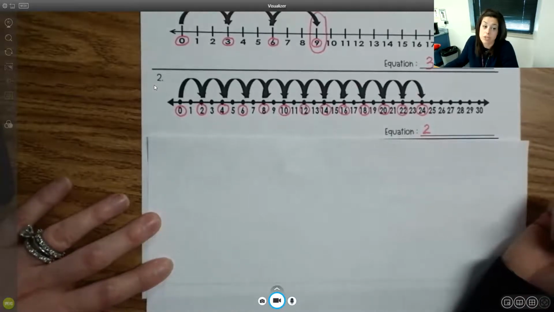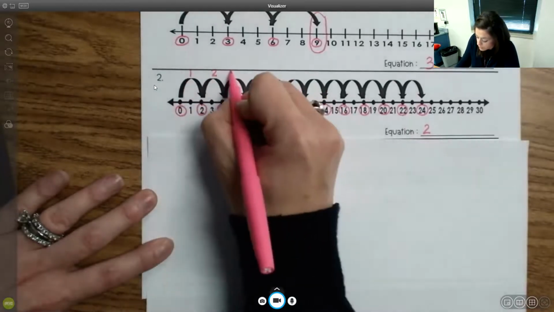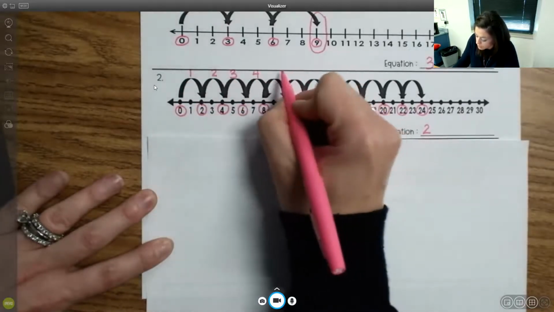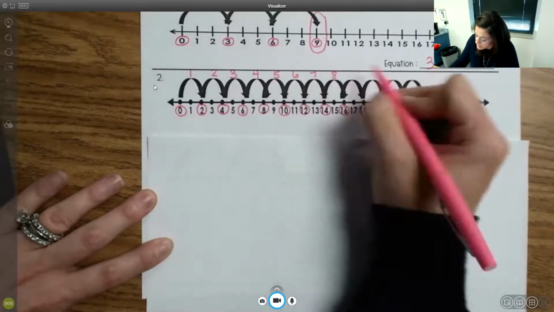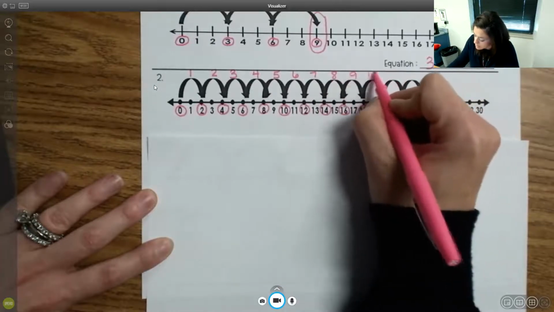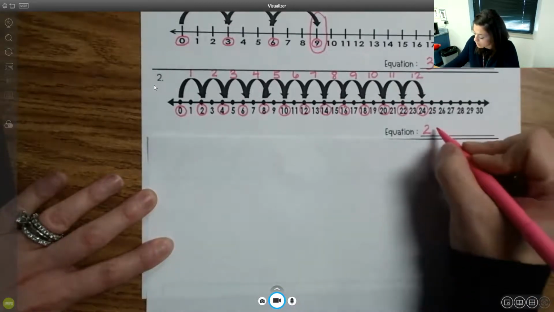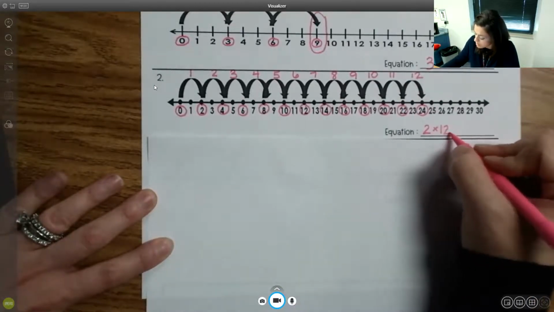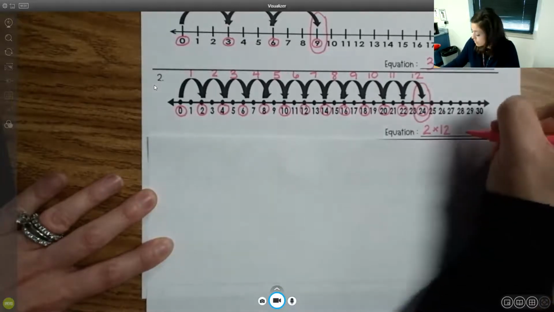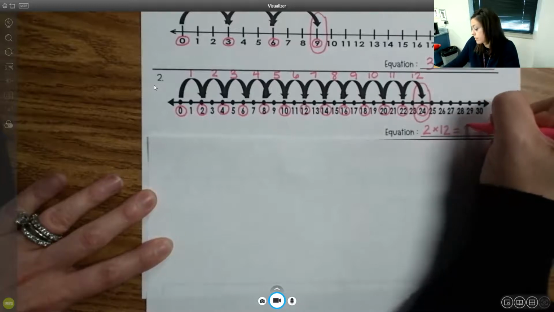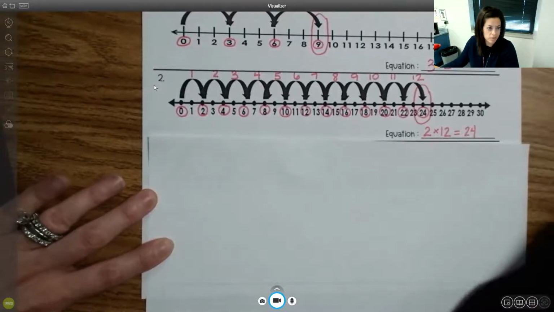Now, let's see how many jumps I'm making, okay? 1, 2, 3, 4, 5, 6, 7, 8, 9, 10, 11, 12. So I made 12 jumps, so times 12. And what was that last number I landed on? 24. So 2 times 12 is 24. Not too bad, right? We can handle this, we got this.